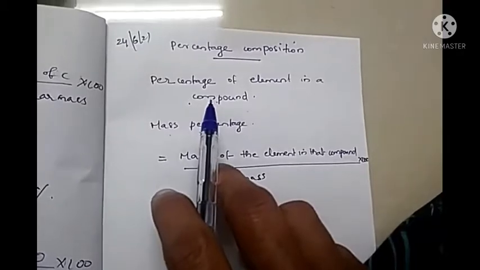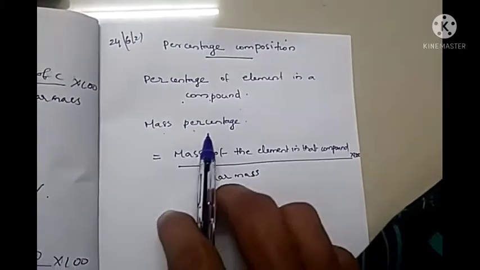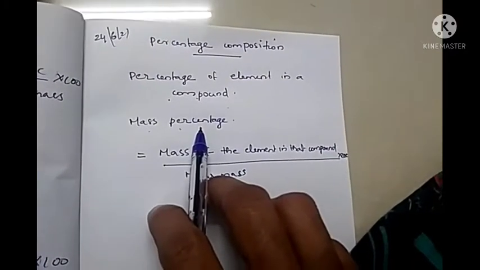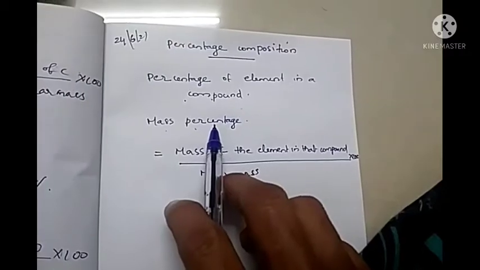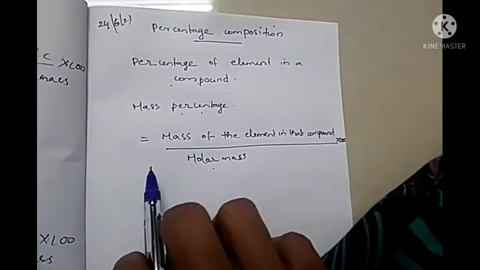Percentage composition means the percentage of that element in a compound. It is also known as mass percentage. And how can we calculate this percentage? How do we calculate the percentage of our marks? Our marks divided by total marks into 100, isn't it?